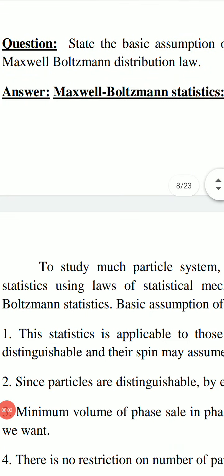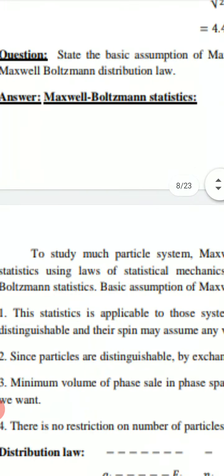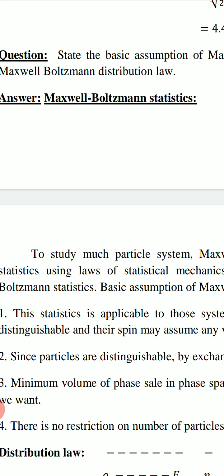Today's topic is Maxwell-Boltzmann statistics. There are two types of statistics. One is classical statistics. Maxwell-Boltzmann statistics is an example of classical statistics. The other is quantum statistics. Bose-Einstein statistics and Fermi-Dirac statistics are quantum statistics.